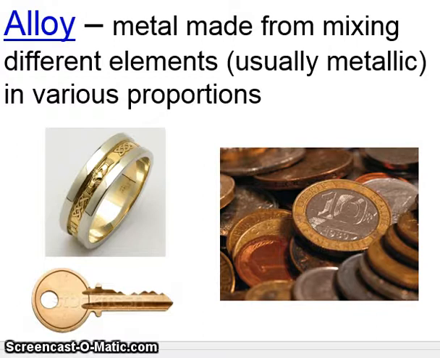So for example, here you have keys are usually made of brass, which is a mixture of zinc and copper. Both of those are mixed together, and many coins are mixtures. It turns out if you make coins out of a pure substance, a pure metal, it rusts or corrodes much more quickly, so they actually alloy them together to give them different properties. And then finally, many rings are actually alloys. It also gives them superior strength and durability.